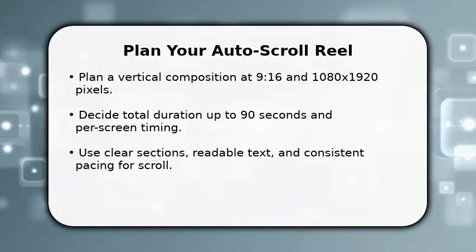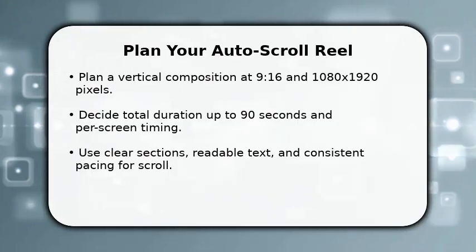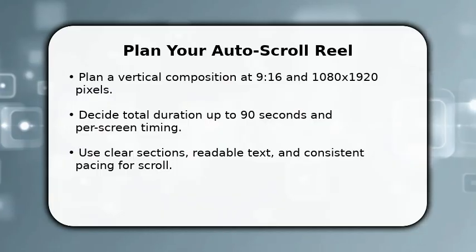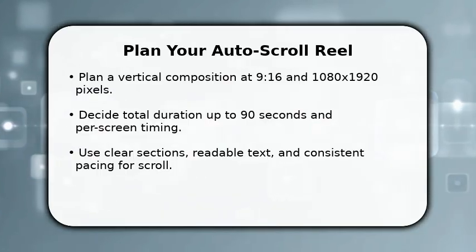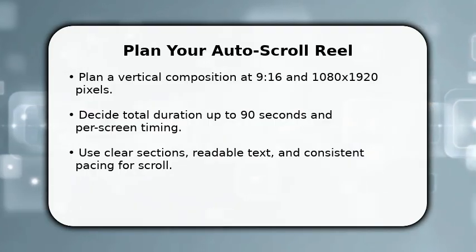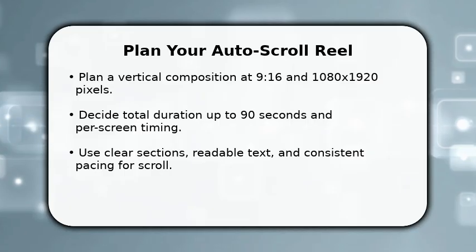Start by planning a vertical composition sized for Instagram Reels. Use 9:16 aspect ratio and 1080x1920 pixels for crisp playback. Decide the total reel duration, up to 90 seconds maximum.